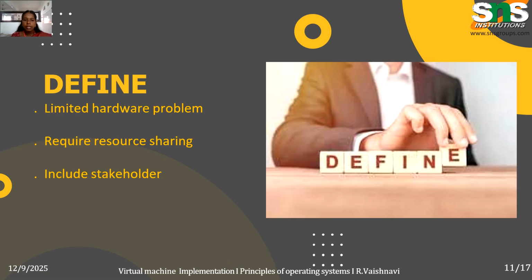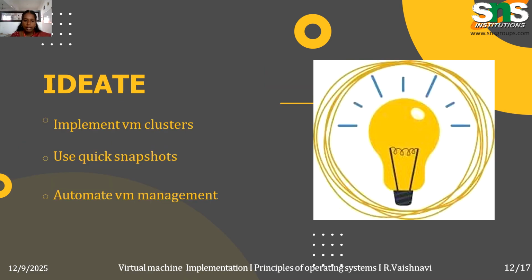The second stage is the define stage. In the define stage, we limit the hardware problems, identify the need for resource sharing, and include the stakeholders. The third stage is the ideate stage. In the ideate stage, we implement virtual machine clusters, use quick snapshots, and automate the virtual machine management.